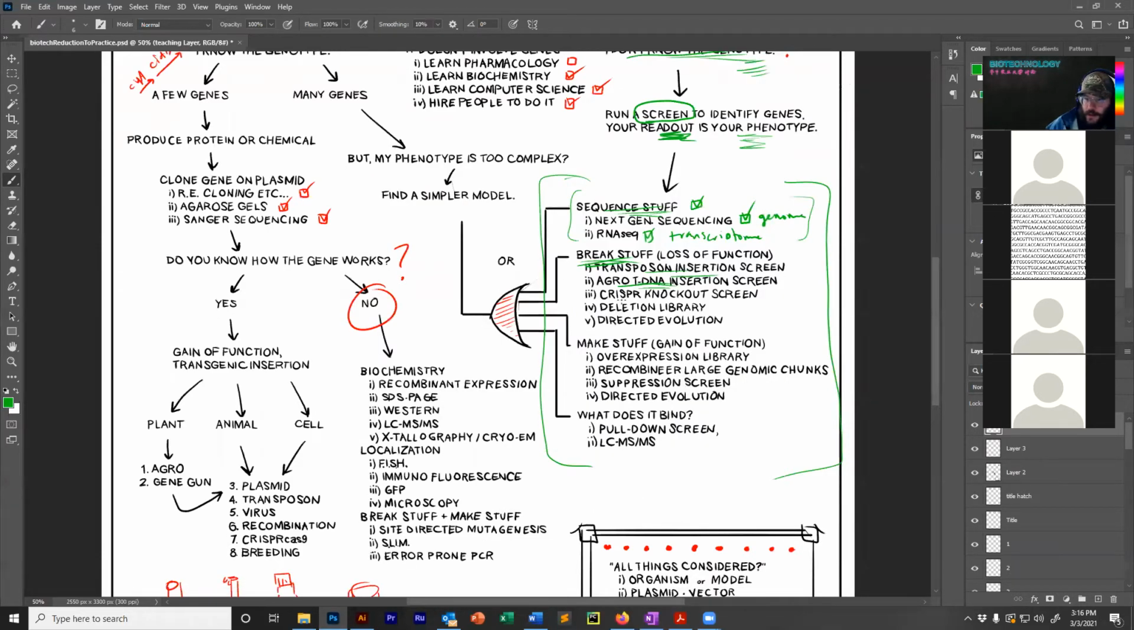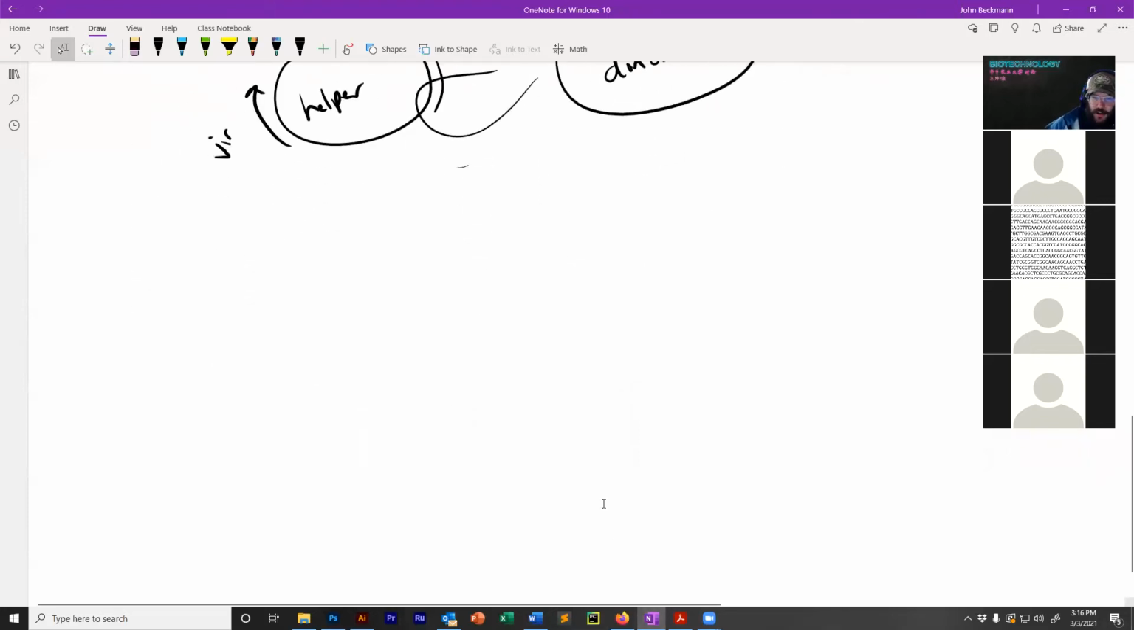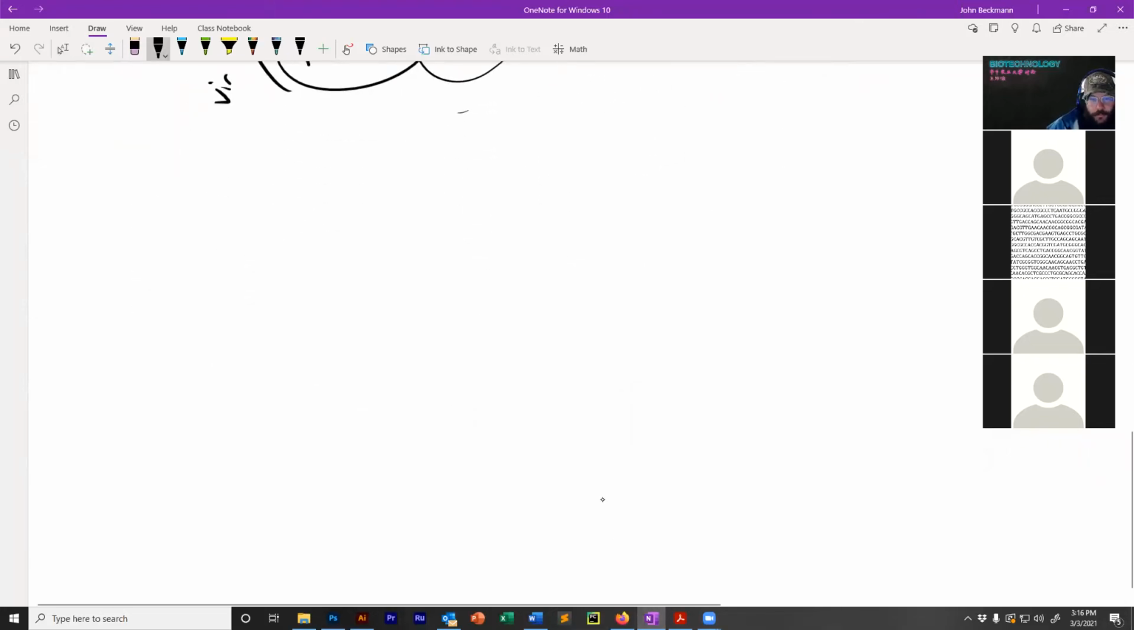Okay. The next thing you could do is a CRISPR knockout screen. So again, these are all different ways that we can break stuff. And I'm explaining each one of these. Okay. A CRISPR knockout screen, similar idea. You're engineering a shotgun. The way that you would do it is Cas9.